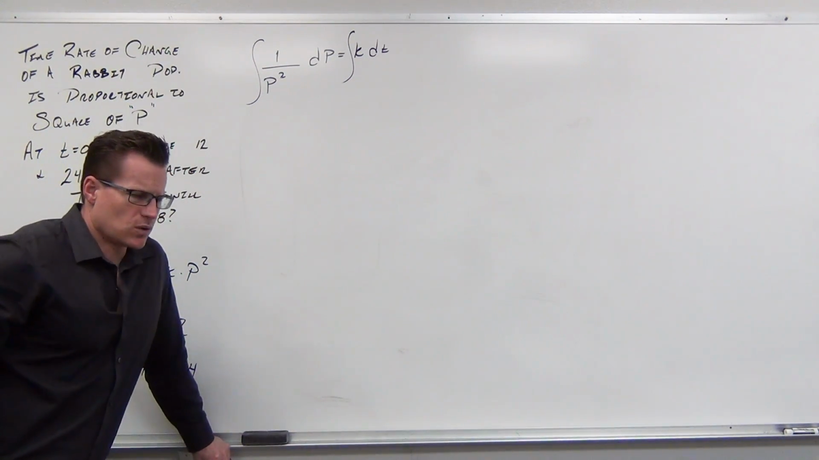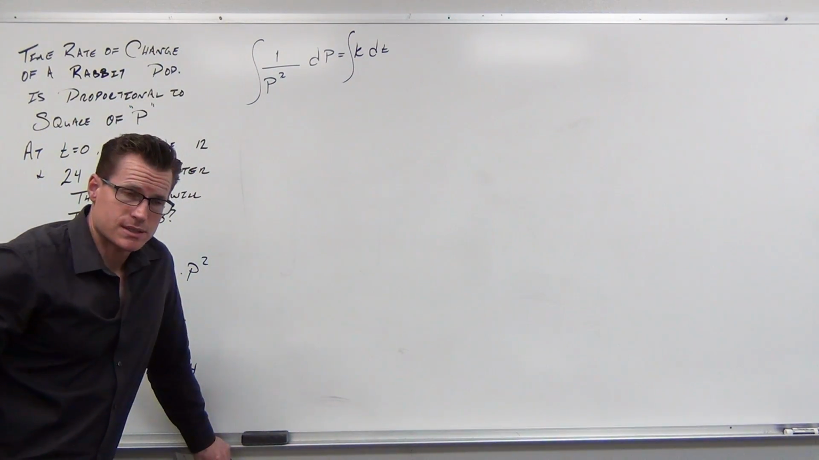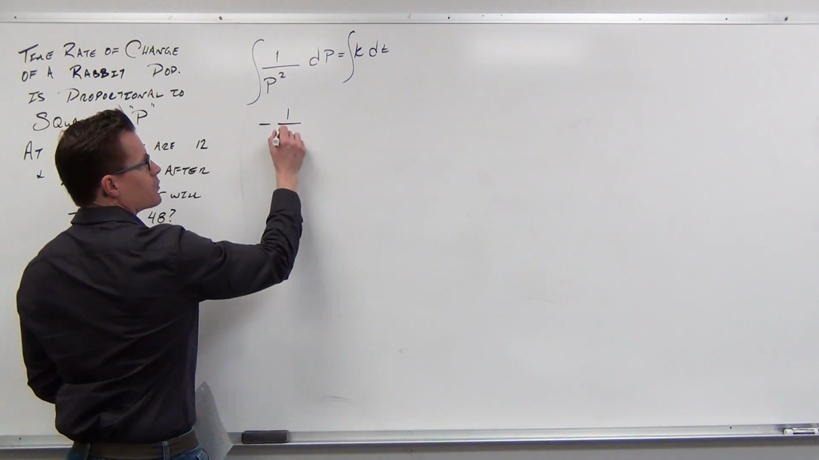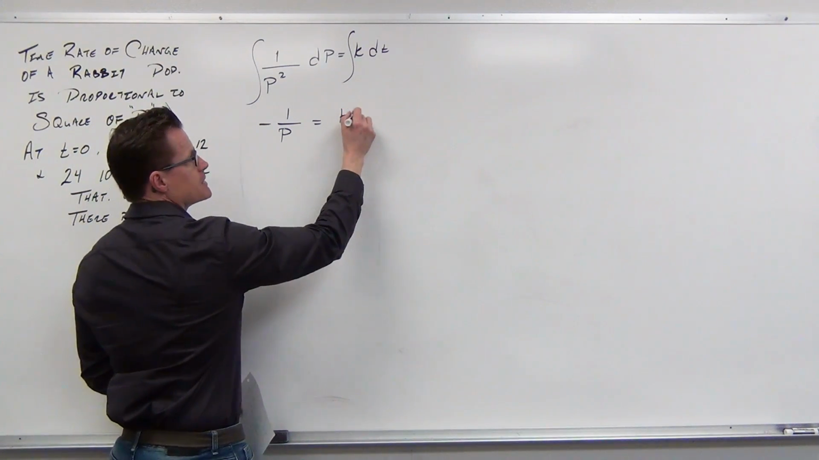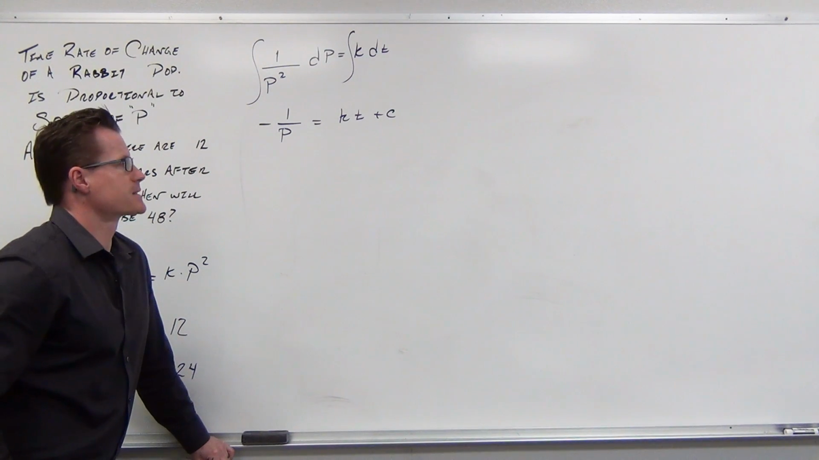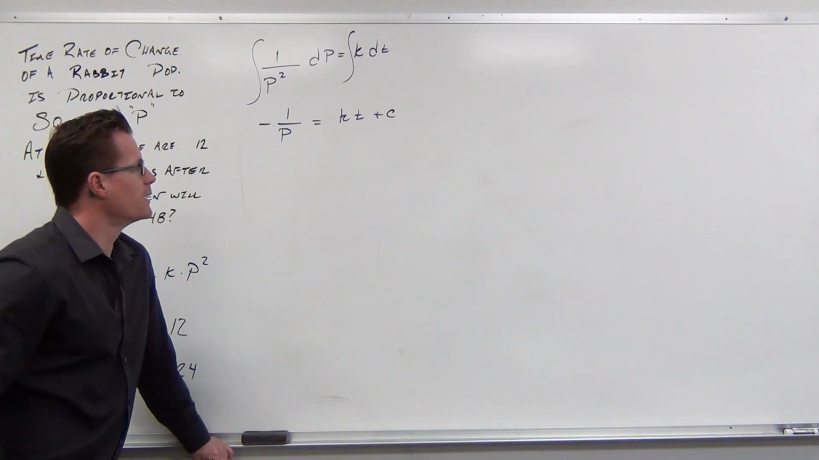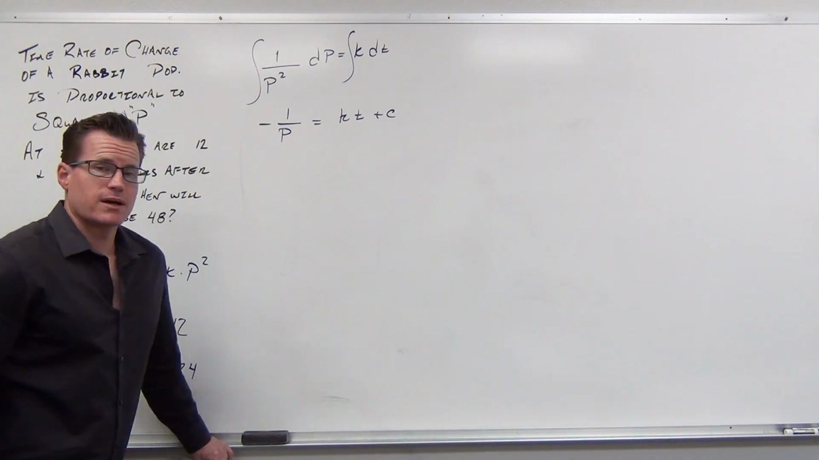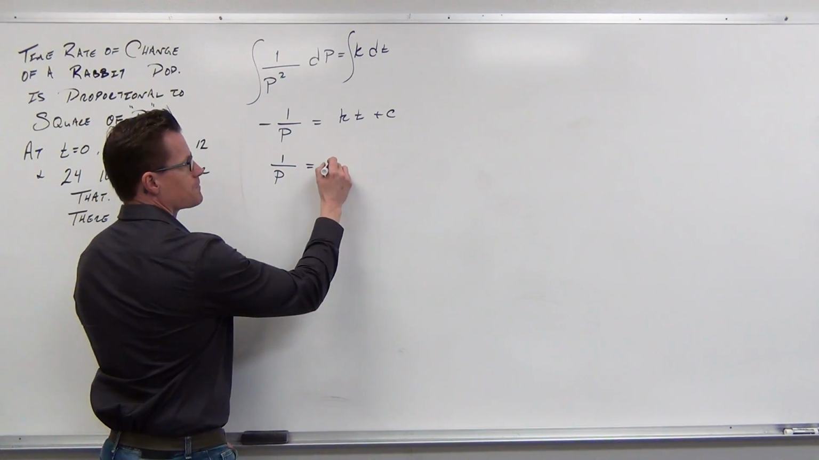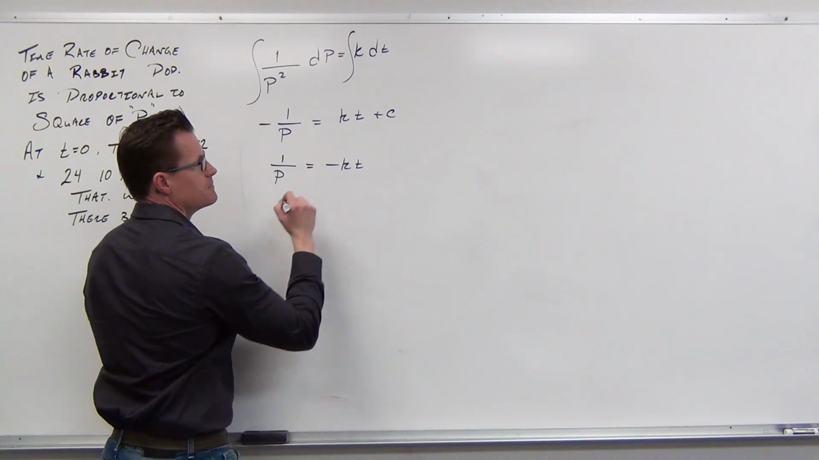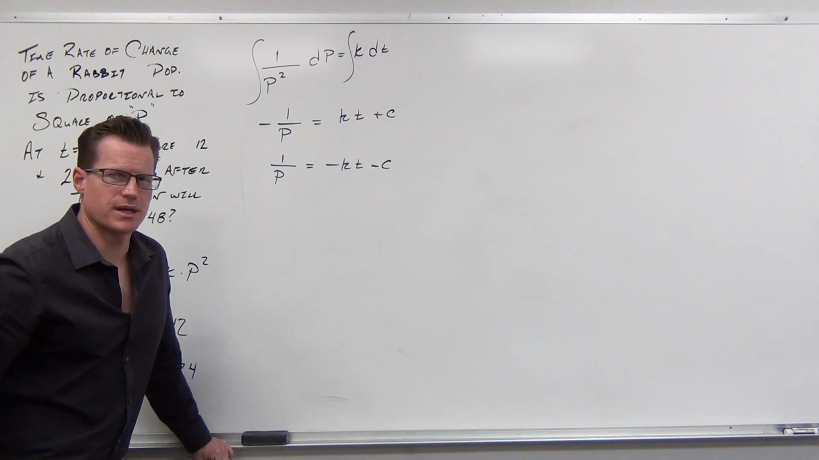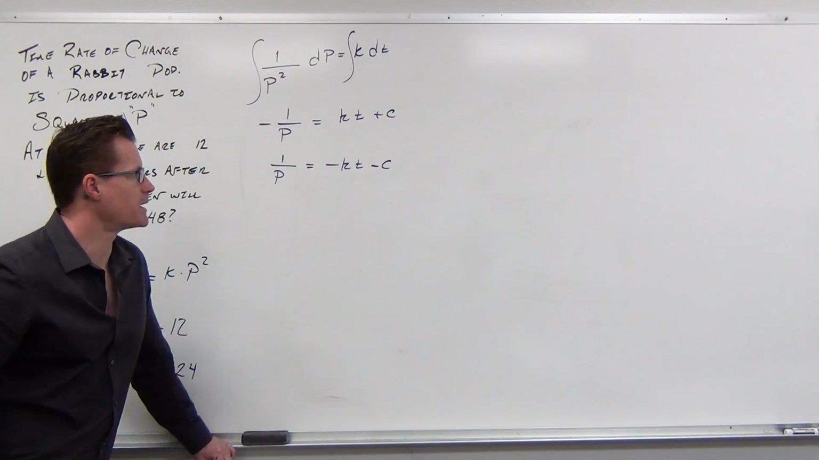We have an integral of p to the negative 2. Let's add 1, it's negative 1. Divide by the new exponent, that's negative 1. That's negative 1 over p equals kt plus some sort of arbitrary constant. That looks kind of nasty. Let's fix this a little bit. Let's go ahead and multiply everything by a negative. So 1 over p equals negative kt minus c. Do you really want to deal with that minus? I don't really want to deal with that minus either.